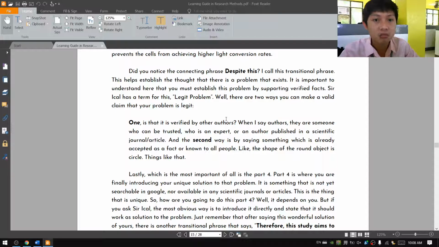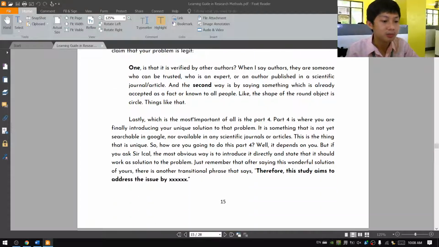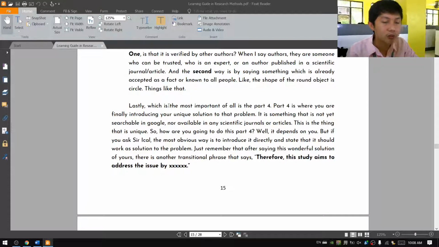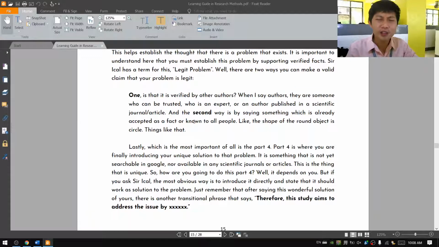Such like that. It could be. So lastly, so there are 1, 2, 3. So the fourth part of the background is where you're going to finally introduce your solution to the problem. Okay? So this is very tricky.